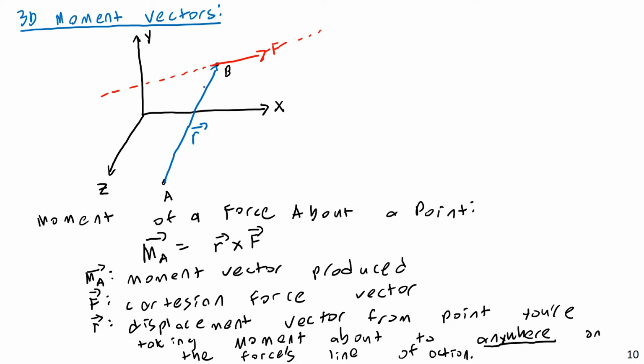So in other words, if I let my r be from here to here, I'll get a certain vector for the moment. If I take the displacement vector from here to here, I'll get the exact same moment vector. If I take it from here to here, I'll get the exact same moment vector. Again, the vector needs to go from whatever point we're taking the moment about, but the endpoint can be absolutely anywhere along the force's line of action. And the reason that's beneficial is that oftentimes it's more convenient to find coordinates at one point than another.